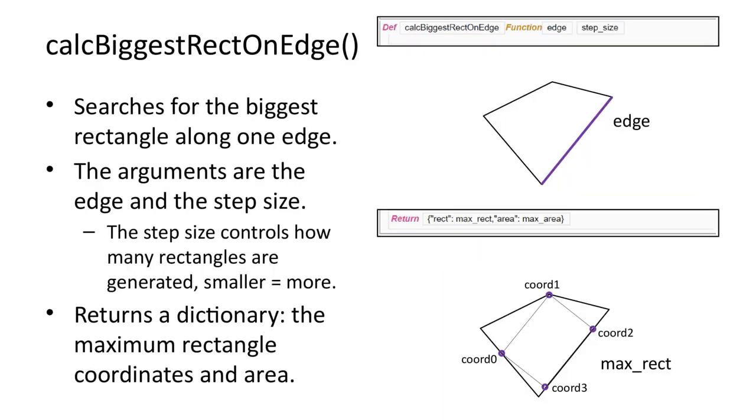The calculate biggest rectangle on edge function searches for the biggest rectangle on one edge. The arguments are the edge and the step size. The step size affects how many rectangles are generated during the search. The step size is actually the distance between the starting points of each subsequent rectangle.